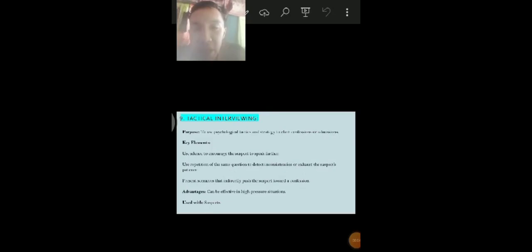Tactical interviewing. Purpose: to use psychological tactics and strategy to elicit confessions or admissions. Key elements: use silence to encourage the suspect to speak further. Use repetition of the same question to detect inconsistencies or exhaust the suspect's patience. Present scenarios that indirectly push the suspect toward a confession. Advantages: can be effective in high-pressure situations. Used with suspects.